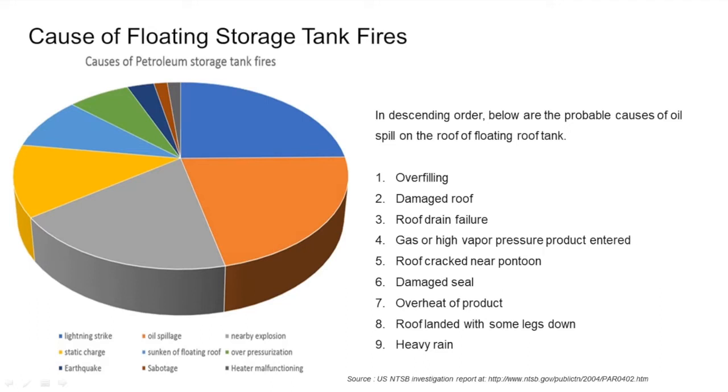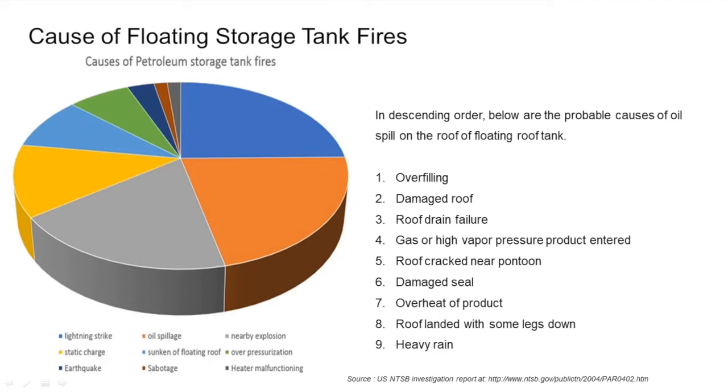Overheating of the product itself is also a cause, because as you know, it is external and exposed to the sun, and overheating is possible. Cabling issues can also cause problems. That is followed by the roof landing with some legs down, because there is a construction, and construction failure can also lead to that. Then heavy rains and any catastrophic events near the area of the floating roof tank. So these are the common incidents from this research that have caused fires. There can be human errors, it can be Mother Nature, and sometimes it's human error in conducting certain activities in the floating roof tank.